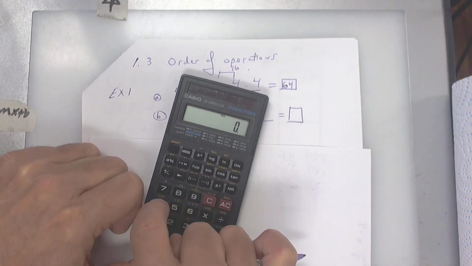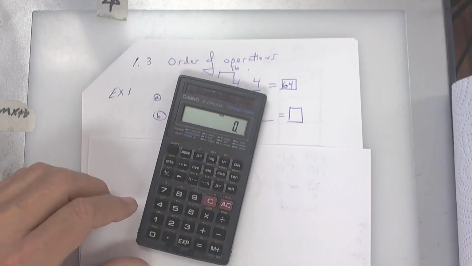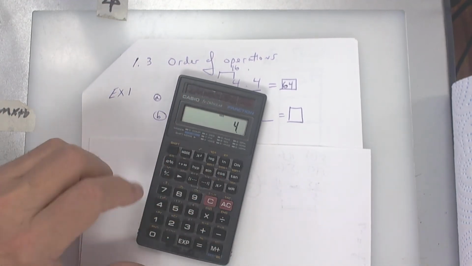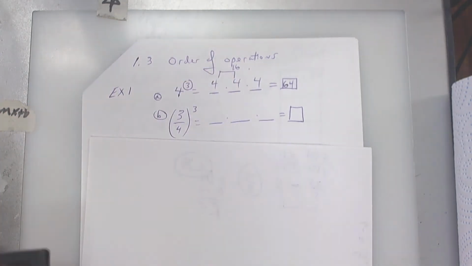If you can't figure it out, just do 4 times 4 times 4. Okay, watch again. Clear it out. 4, hit the XY key, raise it to the third power, and press equals. Try that on your calculator.